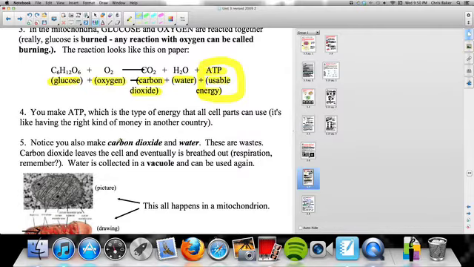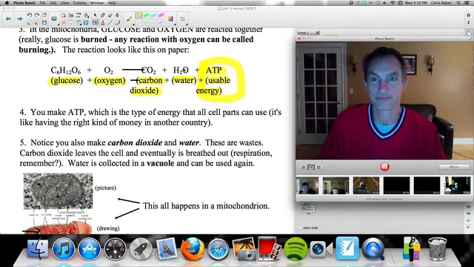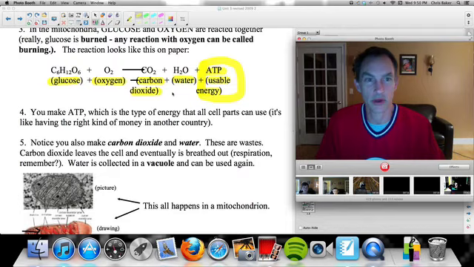And you also make carbon dioxide and water, which you breathe out, and you either sweat out or pee out or breathe out or use. That water can be used as well. This all happens in a mitochondrion.